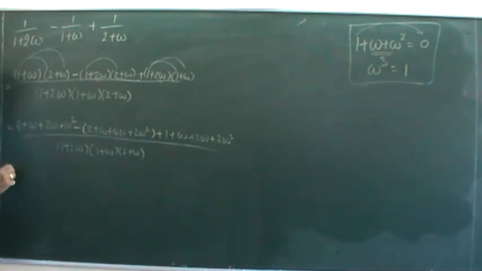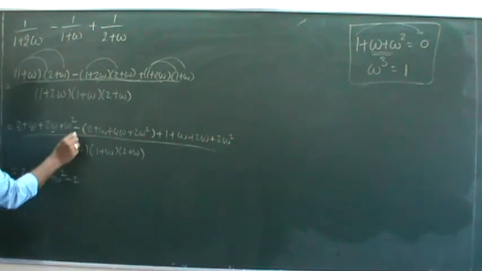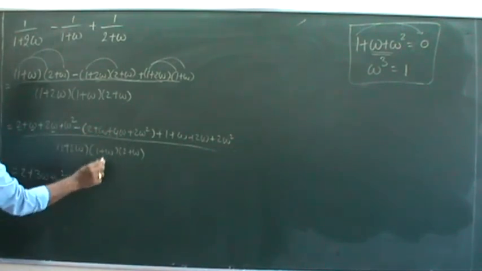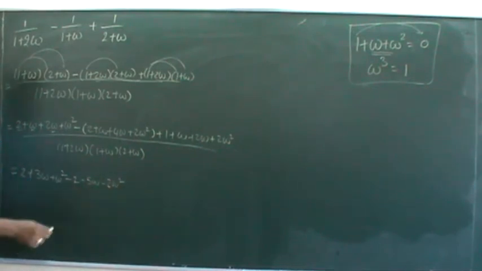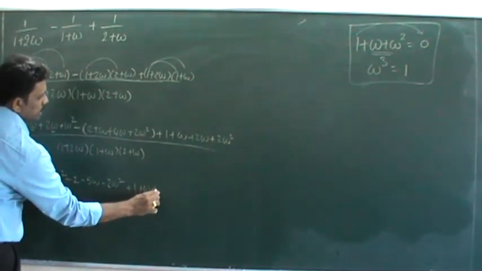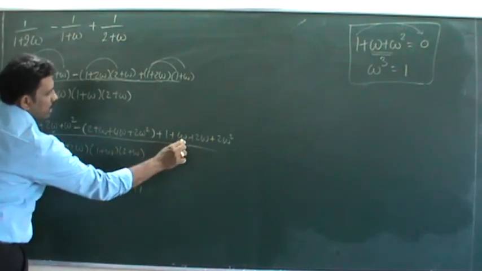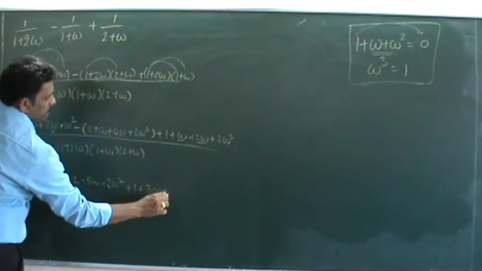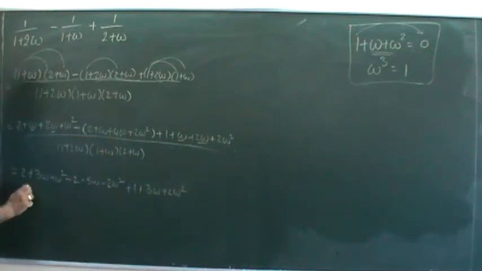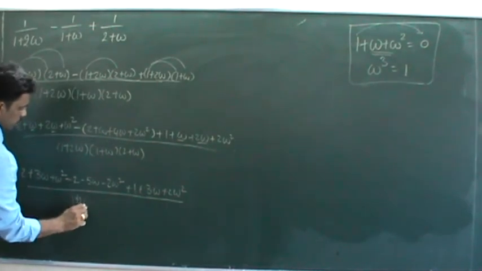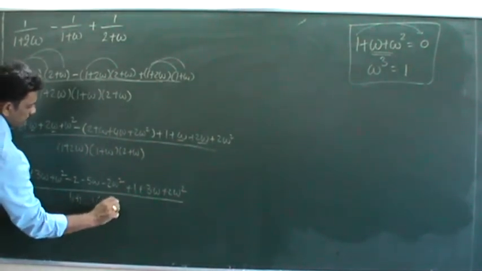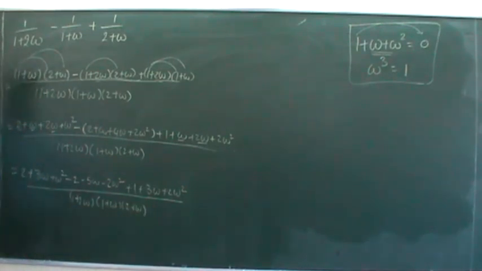Now I am going to expand the bracket. 2 plus omega plus 2 omega plus omega is nothing but 3 omega. We can write 3 omega plus omega square. Expand this one: minus 5 omega minus 2 omega square. And outside there is plus 1, plus omega, plus 2 omega, which is nothing but 3 omega, plus 2 omega square, over the whole denominator 1 plus 2 omega, 1 plus omega, 2 plus omega. Now plus 2 minus 2 both get cancelled.